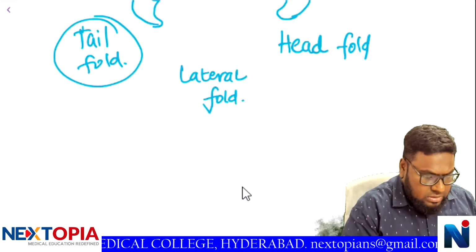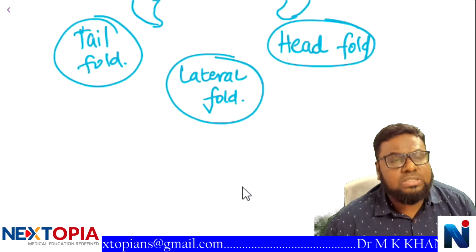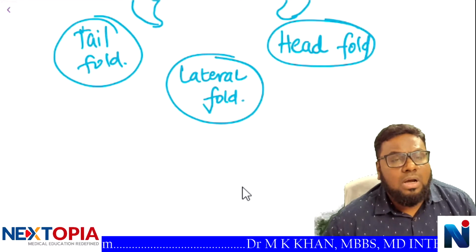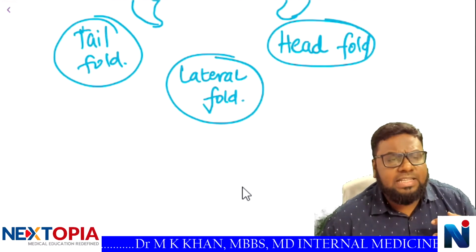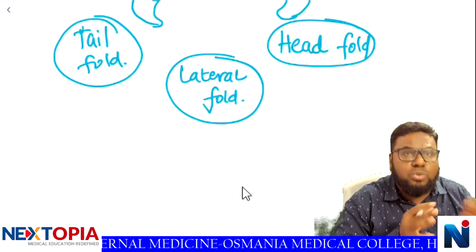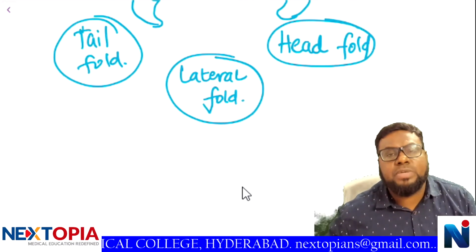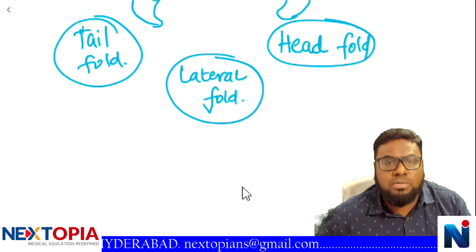Now these three folds, the head fold, the tail fold, and the lateral fold, and a small part of the cavity, that is the yolk sac, become enclosed within the embryo and form a tube. A tube which is lined by the endoderm is formed first.